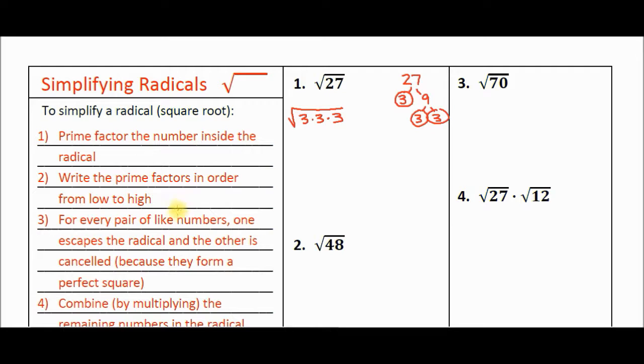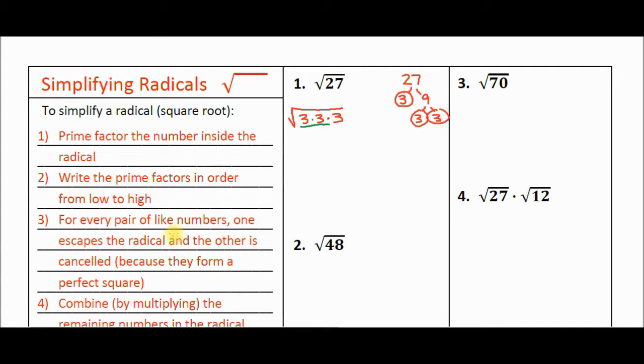Step number 3, for every pair of like numbers, one escapes the radical and the other is canceled. Let's take a look. We have a pair of numbers that are the same, in this case, the first two 3's. Oops, I'm going to change that to a different color here. So let's mark that as a pair of numbers that are the same.